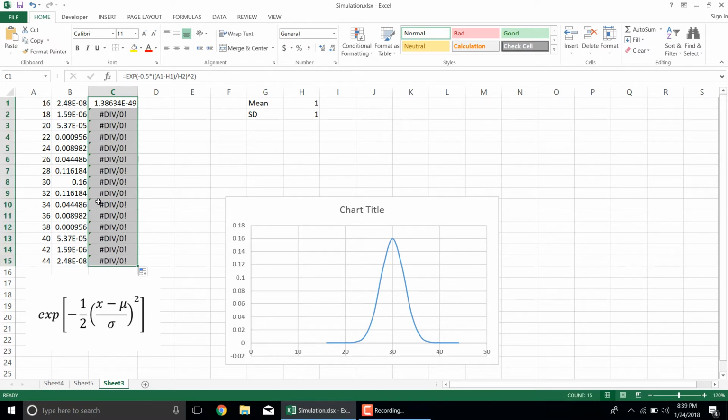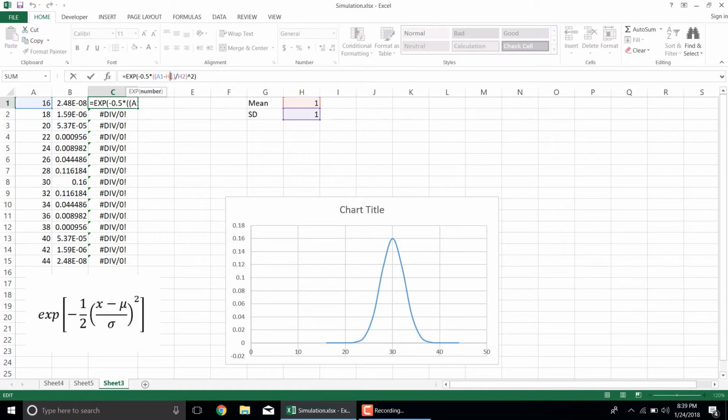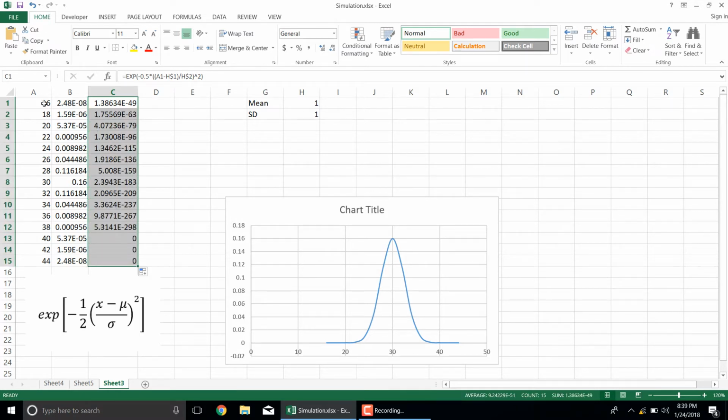Right, so the reason that we are getting an error over here is because the values of mean and standard deviation have not been set as constant for the whole column. We can do that by inserting dollar signs in between the letters and numbers. Now we get a proper approximated data set.